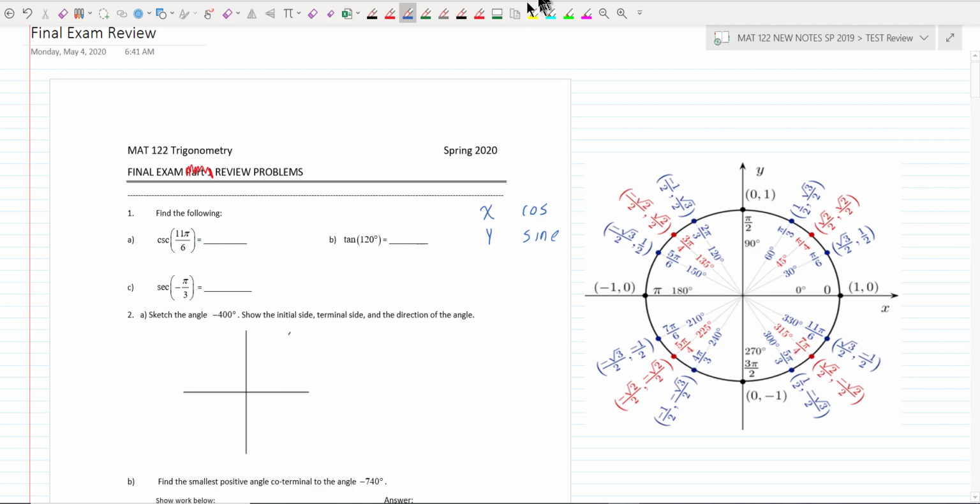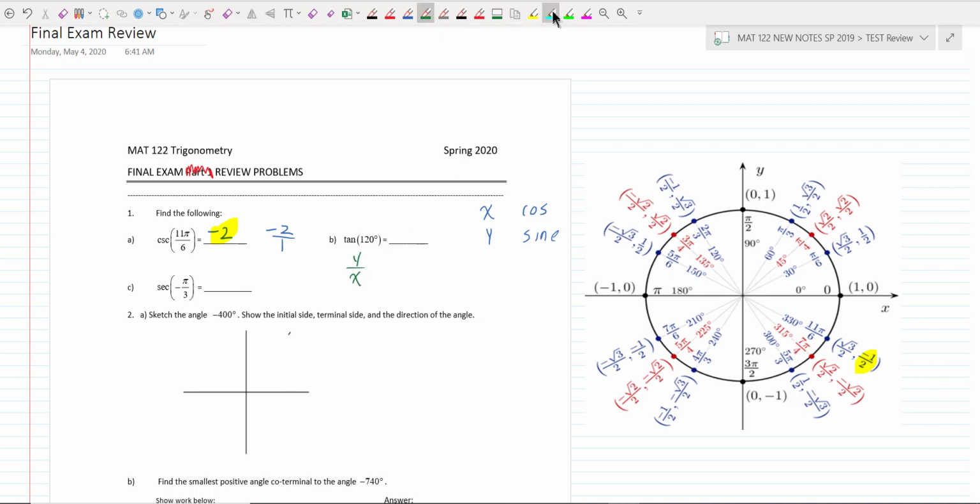So the way I would look at this is I would find the 11 pi over 6. We know the sine is negative 1/2. So this would just be the reciprocal. So that would be negative 2. All right. Okay, the tangent, recall, is y over x.